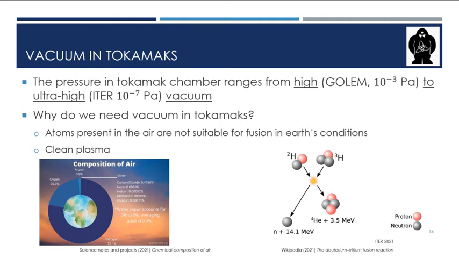The main reason is that the atoms present in the air are not suitable for fusion in the Earth's conditions. The composition of air is shown in the picture at the bottom left corner. Its two main components are nitrogen and oxygen, with 7 and 8 protons respectively. In fusion reactions, nuclei of lighter atoms fuse to form nuclei of heavier atoms. However, the atom nucleus consists of neutral neutrons and positively charged protons, which very strongly repel each other. The more protons an atom has, the stronger the repulsion.